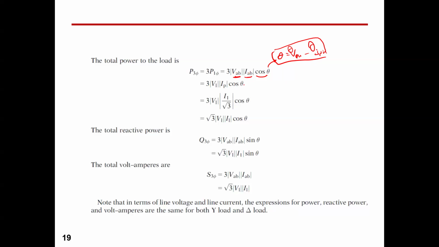If you would like to get the I line as a function of I phase, we can say, since we have I line equals √3 times I phase, so we can say I line divided by √3 equals I phase.